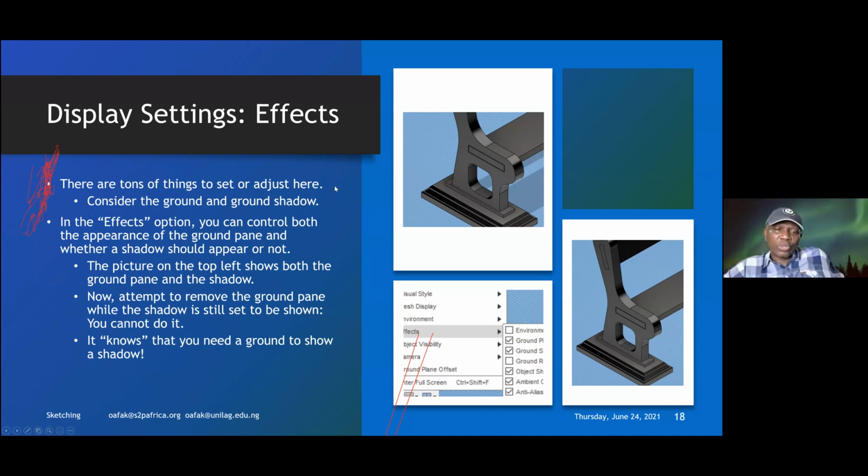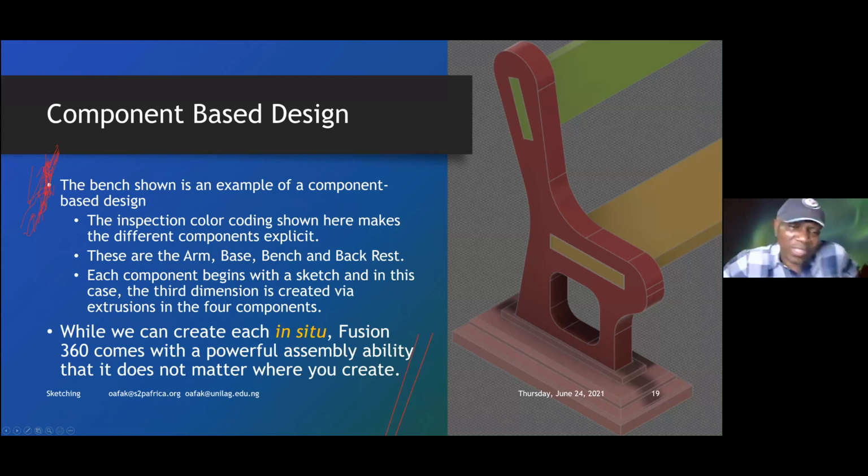The bench shown is an example of a component-based design. So we will be designing using components. It is a very efficient way to design. You have something like this bench, and we put it in 3 components. And in the component color coding section, it makes the different components explicit.